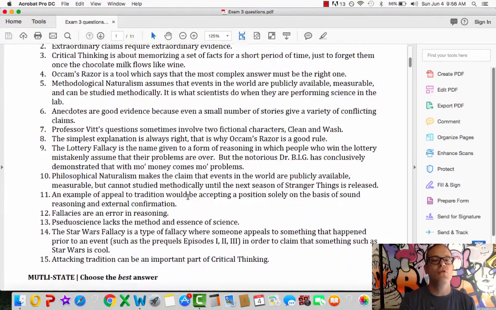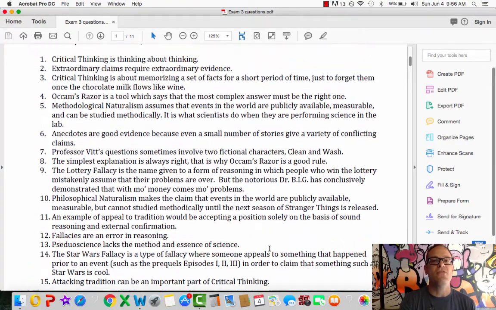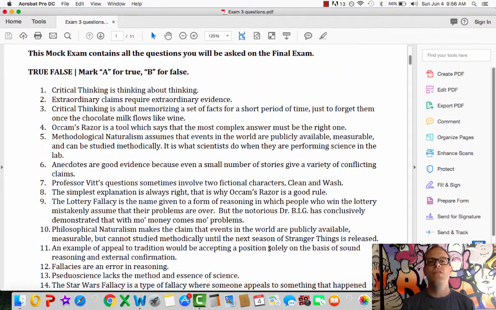First up, we have some true or false questions. There are about 15 of them here. The thing with true and false questions is that they tend to test your reading comprehension more than they test the material, at least in my experience. But let's run through a few of them just to get a feel for where we are.